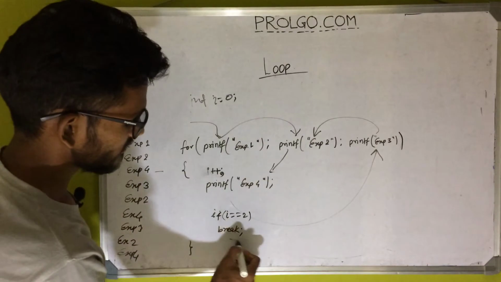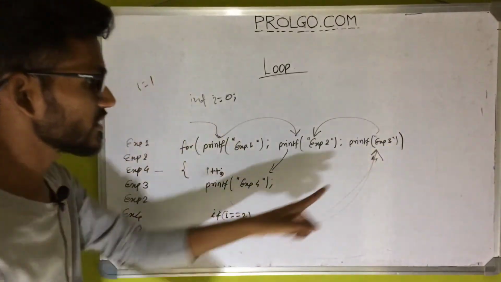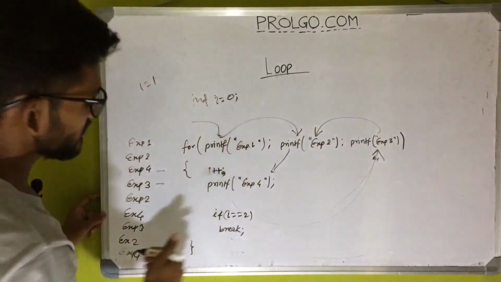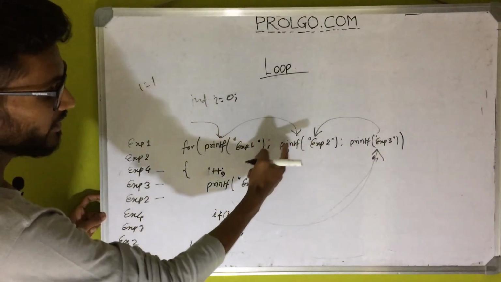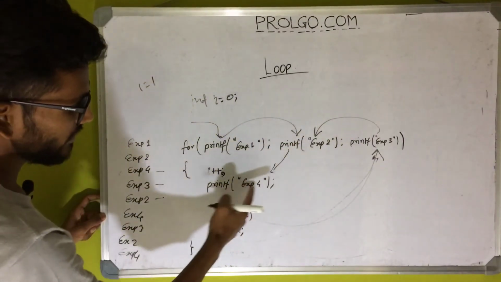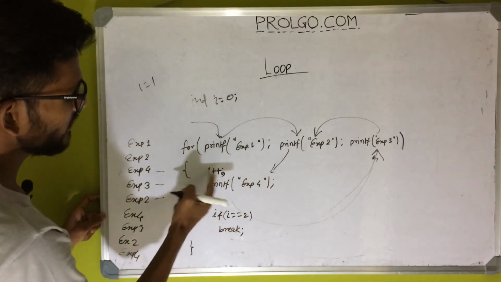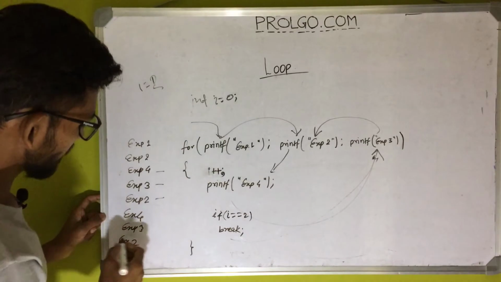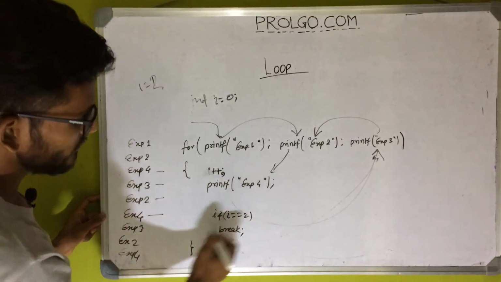So after this statement, it goes here, then it will print expression 3, then it comes here, expression 2, then it is true, so it will come inside, and at the same time the loop variable i is incremented to 2, and then it will print expression 4.